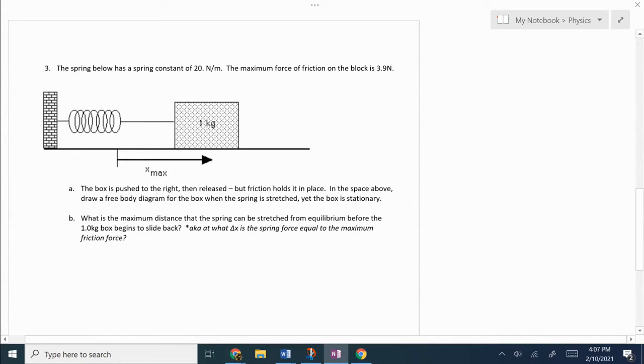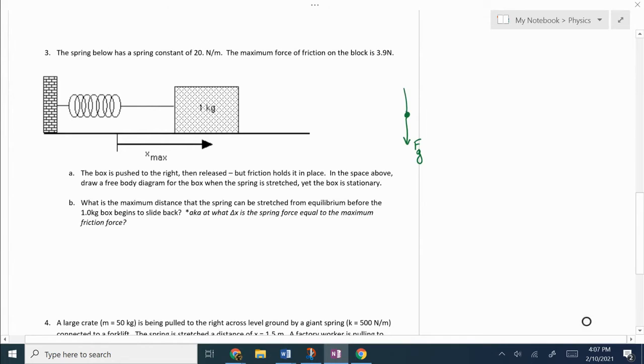Next one, it's a little bit more difficult, but not really that much more difficult. Almost identical in terms of the force diagram. However, the biggest difference here is that the force of friction is going to hold it out, and the force of the spring is pulling it in, and we want to know when those two are equal, right?